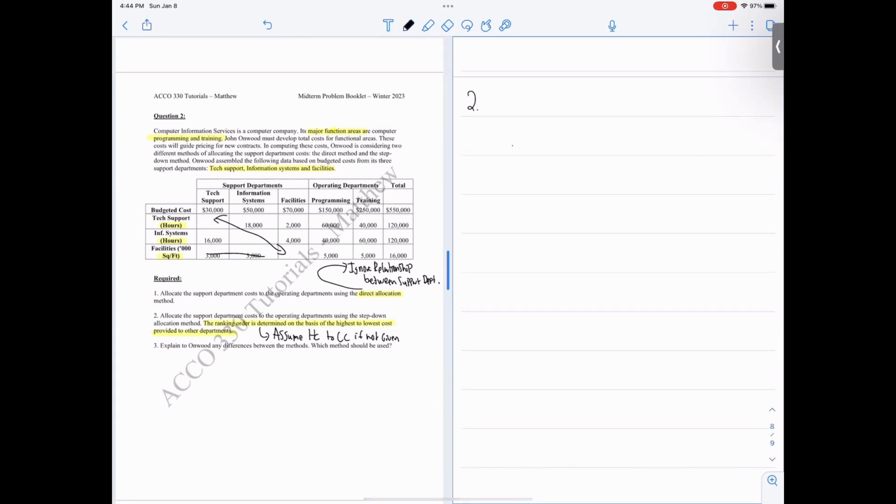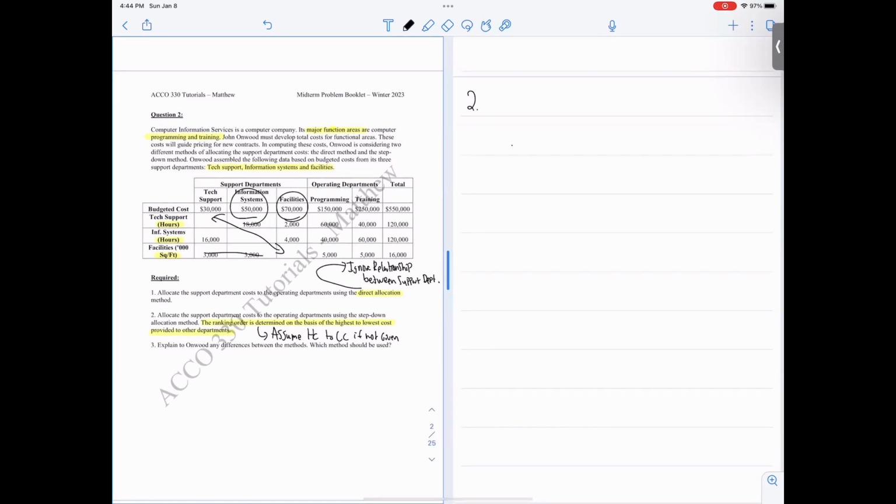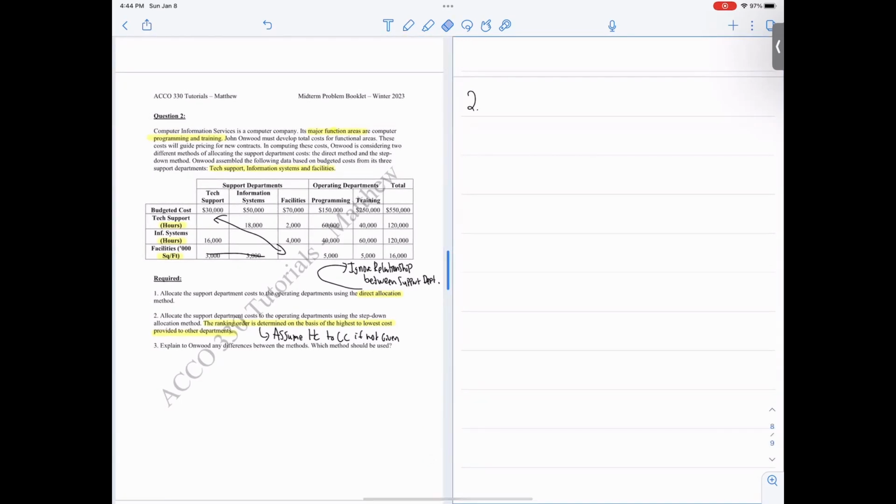Our highest cost, guys, is facilities, then information systems and tech support. So you see here, this is a very nice midterm question. It just goes backwards, so we're just reversing the order. So we start with facilities, information systems, tech support, big dotted line all the way down here. Then we have programming, training, and there we go. Then we have costs before allocation. Then we have facilities, information systems, tech support, costs after allocation, and there we go.